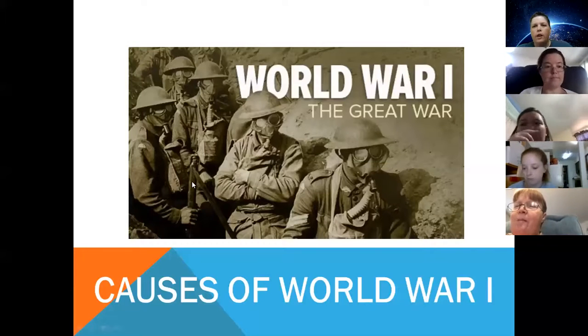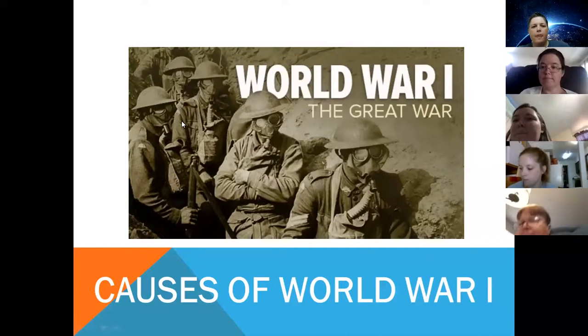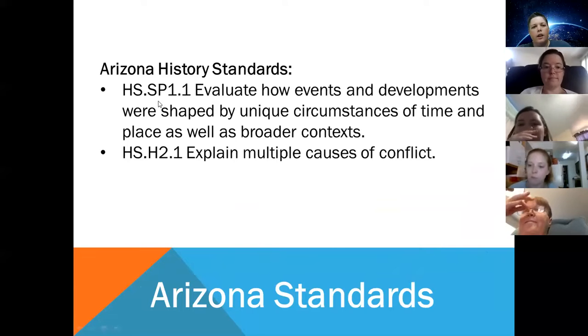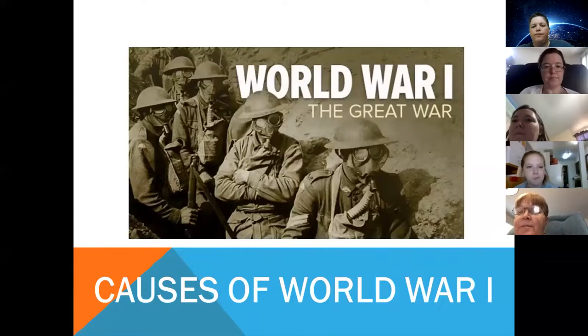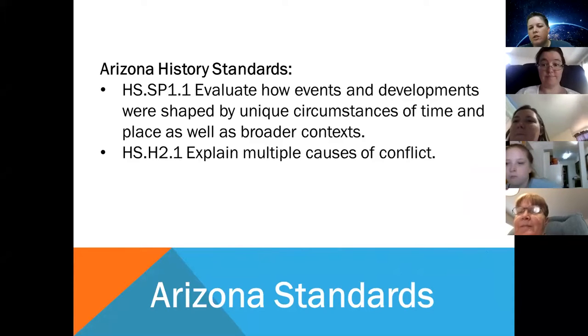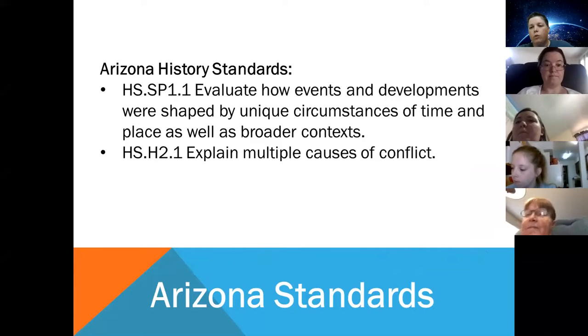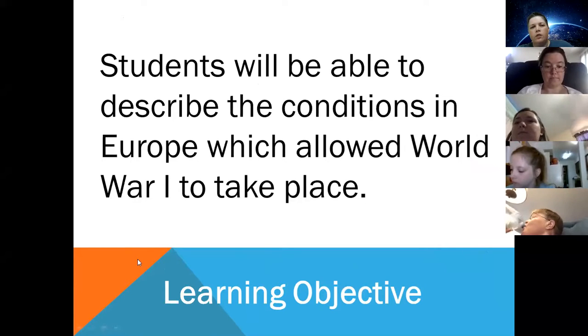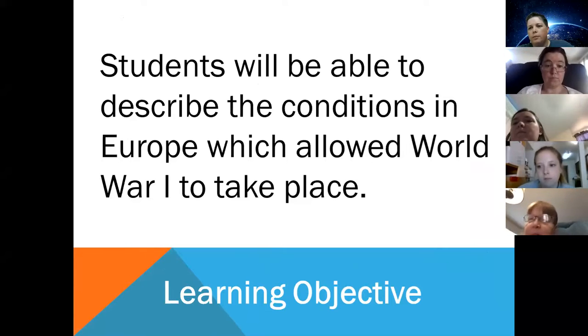Okay, so we're going to talk about the causes of World War I. Our history standards: we're going to evaluate how events and developments were shaped by the unique circumstances of time and place, as well as broader context, and then we're going to explain the multiple causes of conflict. Our learning objective is that students will be able to describe the conditions in Europe which allowed World War I to take place.